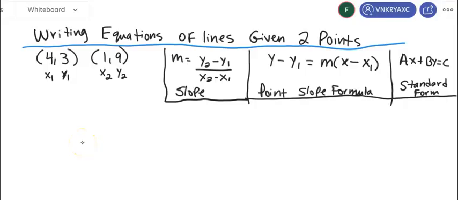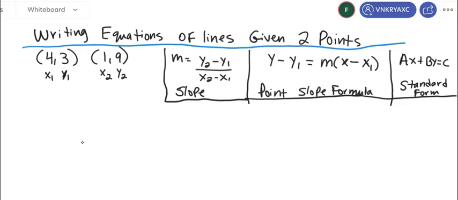In today's lesson, we're going to be working on writing equations of lines when they only give you 2 points, like here. So they give us the points (4, 3) and (1, 9) as coordinates.